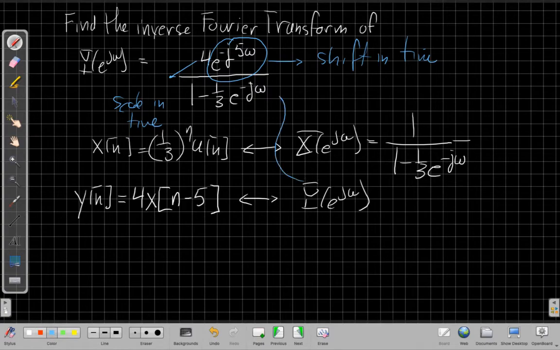Rather than going through a lot of trouble to find these, I can be a smart, lazy engineer using properties and get it directly, and just plug into what I have here. So that would be 4 times 1/3 to the n minus 5, u of n minus 5. It's important to replace both of the n's, including inside the u, when I make this shift. I'm shifting the whole signal, not just the exponential without the u. That's a mistake people make when they start out, so I'm going to highlight it to avoid that. This is much easier than starting from scratch or trying to guess this.